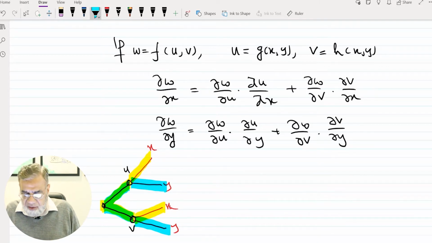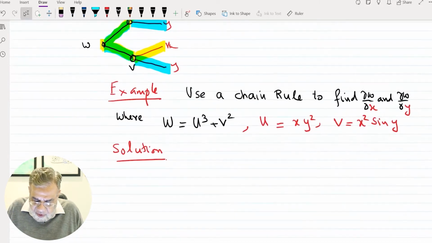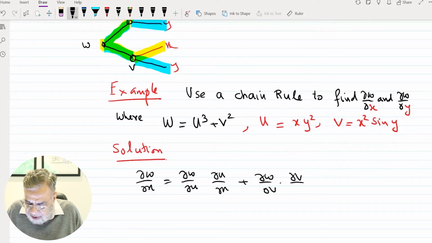I'll give you an example to explain it further. We apply our chain rule. Our given function is w is equal to a function of u and v, u cube plus v squared. And our u is a function of x and y, xy squared, and v is a function of x and y, x squared sine y. We want to find partial w by partial x and partial w by partial y as defined in our last example, where the formula is partial w by partial x is equal to partial w by partial u into partial u by partial x plus partial w by partial v into partial v by partial x.